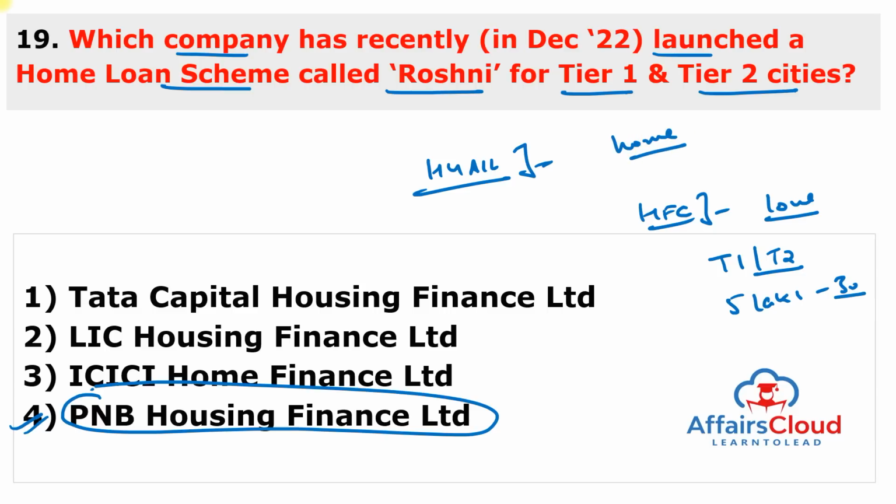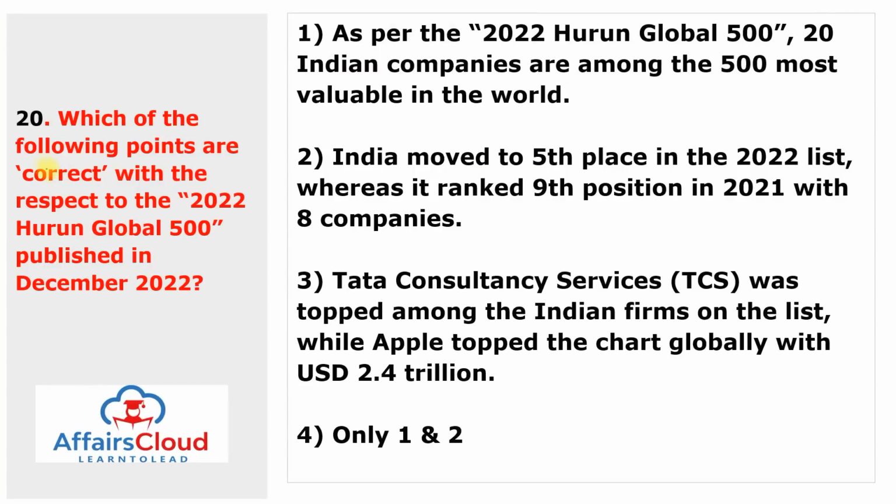Moving to next question. Which of the following points are correct? We have to find out the correct statement with the respect to the 2022 Huron Global 500 published in the December 2022. So find out which statement is correct. As per the 2022 Huron Global 500, 20 Indian companies are among the 500 most valuable in the world. 20 Indian companies are among the 500 most valuable in the world, and India moved to the 5th place in the 2022 list.